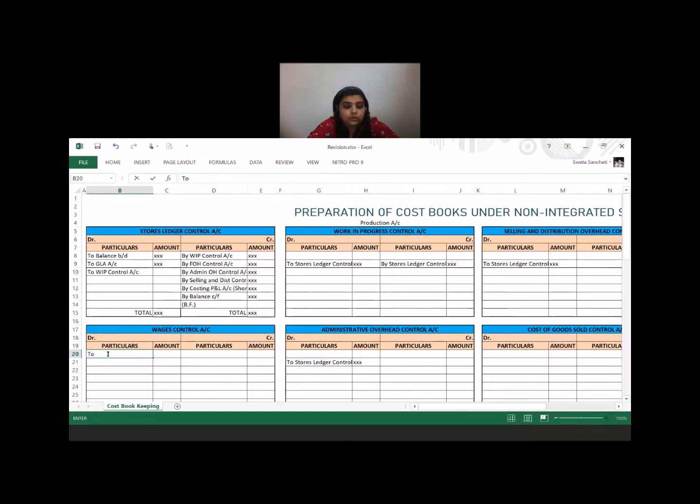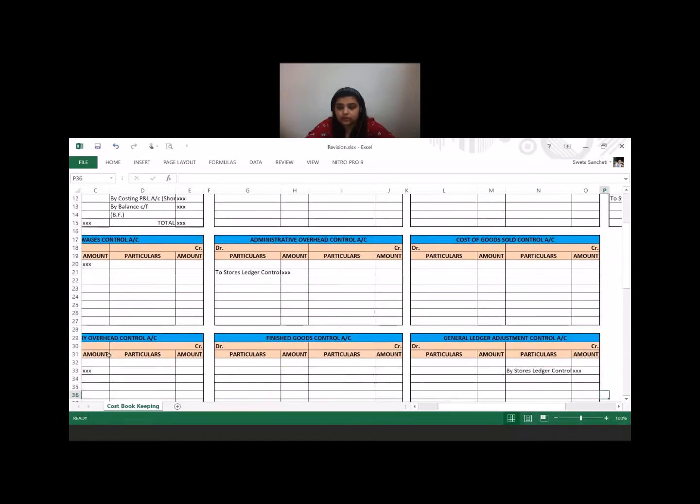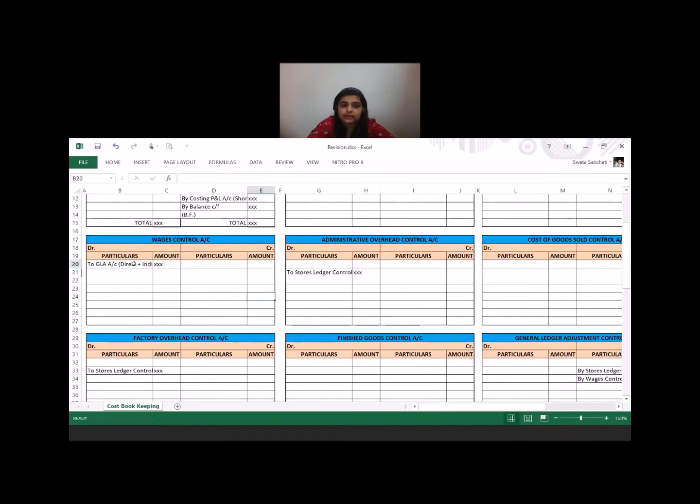To GLA account, that is direct labor plus the indirect labor. I am passing one single entry. In the question they might give you two separate entries also. Here by wages control account. This is done. Now payment is done.